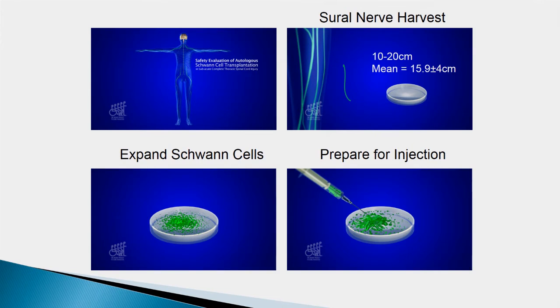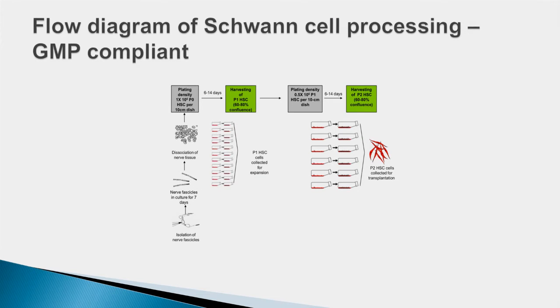That nerve then goes into a culture dish in our cell processing facility, and it takes about 3 to 5 weeks to process the cells so that we get a pure population of Schwann cells and they meet all of our different exclusion and release criteria. Now that process for the cell processing is very regulated. It's very important that we know what the cell composition is and that it is safe to put into human beings. So this is an outline of the process.